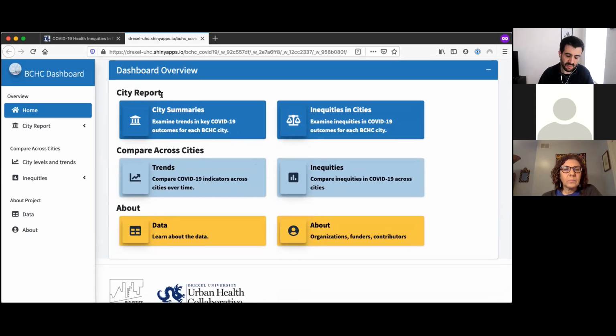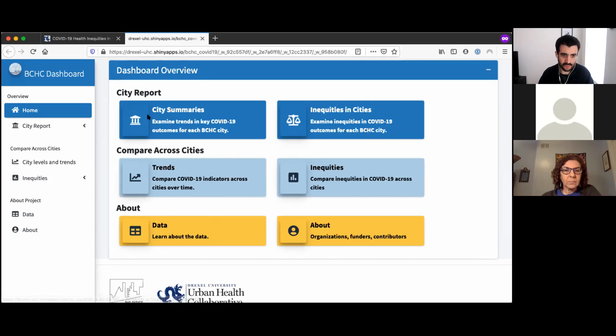So I like separating the dashboard into two parts. One of them is city reports, which is the area where we summarize aspects related to every city. On one side, we have an area where we summarize trends, and an area where we summarize inequities. And then the second section of the dashboard focuses on comparing cities to each other, both in terms of trends and in terms of inequities themselves, with a final section that provides more information about the data and the people that are part of this, along with the organizations that are part of it.